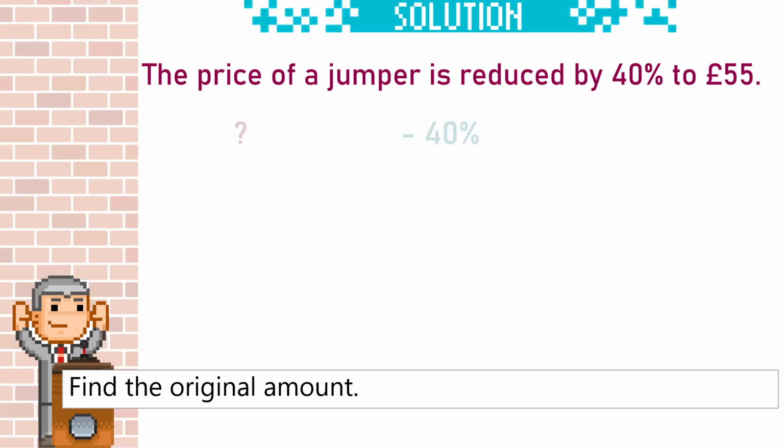In this question, we are decreasing the original amount by 40%. So the multiplier will be 100, take away 40, which is 60, divided by 100, which will be 0.6. This will equal 33. Since we're starting with the 33, we need to divide by the multiplier, which will give us the answer of £55.